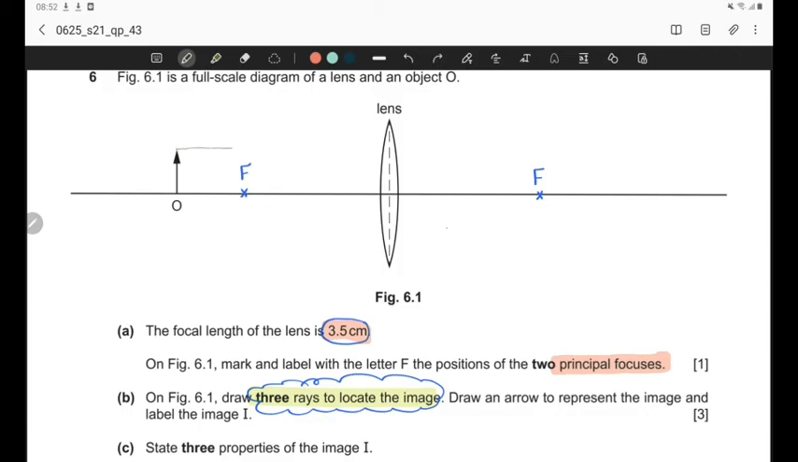So it will go parallel, it must be straight, and when it reaches the center of the lens, since it is parallel to the principal axis, after passing through the lens, it will pass through the principal focus on the next side of the lens. So again, take a ruler and pencil and draw a line which should be passing through the principal focus, and make sure it's a straight line.